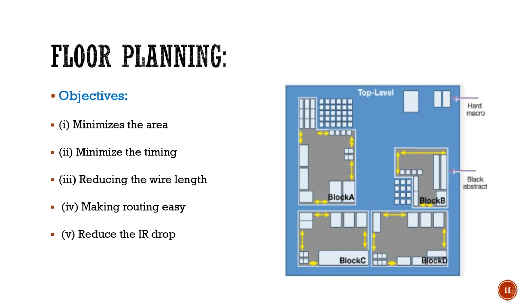So in the case of floor planning, the main objectives that are involved are to minimize the area, timing, wire length. When we reduce the wire length, the routing becomes easier. And finally, we need to reduce the voltage drop, that is represented as IR drop. So these are the main objectives that need to be considered when you are drawing a rough sketch of where to place the components. This step can also be compared with the construction of a floor plan.